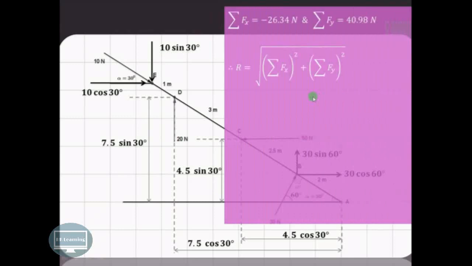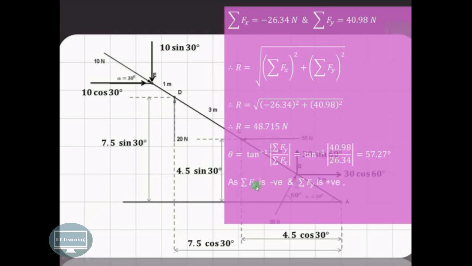Now the resultant of this force system is the square root of summation of Fx square plus summation of Fy square. Substitute the values and we get the value of R as 48.715 Newton. Similarly, we can find the angle made by this resultant. Theta is given by tan inverse of summation of Fy divided by summation of Fx, and we have to take the mod values, so we have not considered the negative sign here. The angle made by the resultant is 57.27 degrees. Now, as summation of Fx is negative and summation of Fy is positive, we can say that this resultant R will lie in the second quadrant.